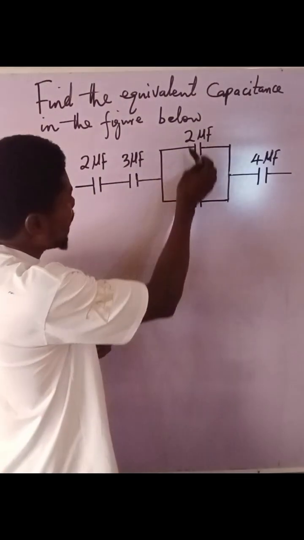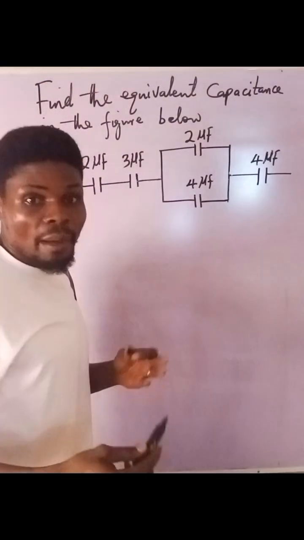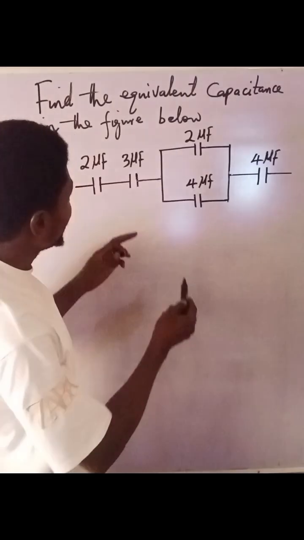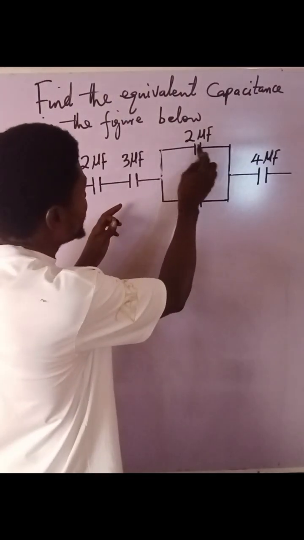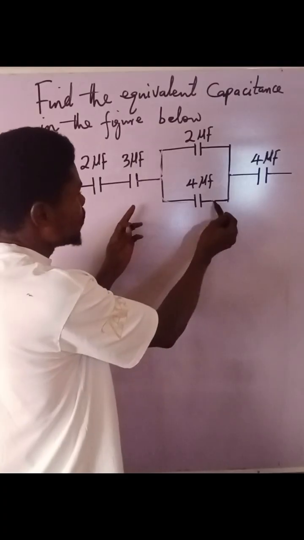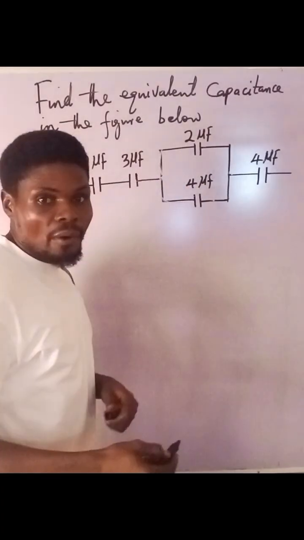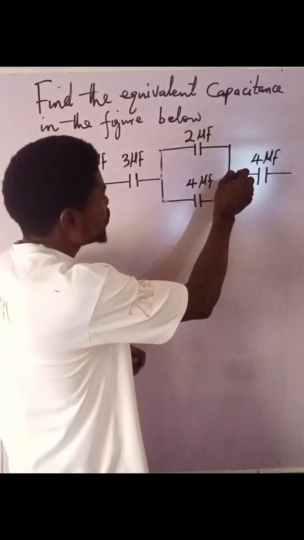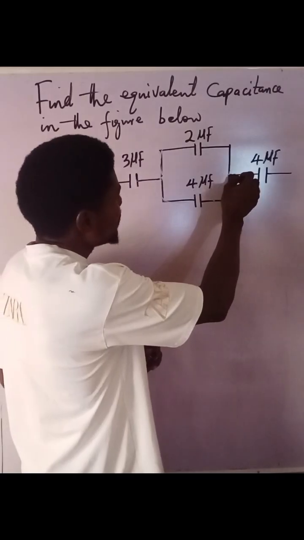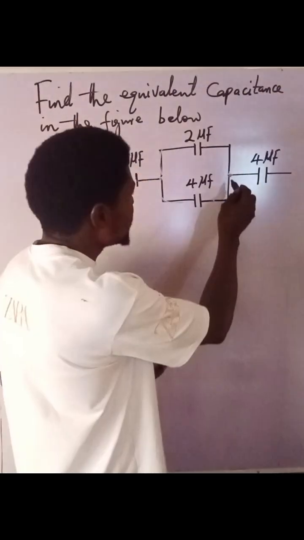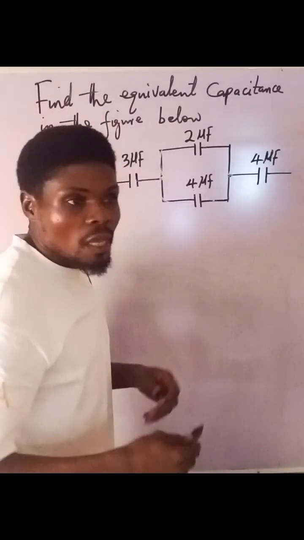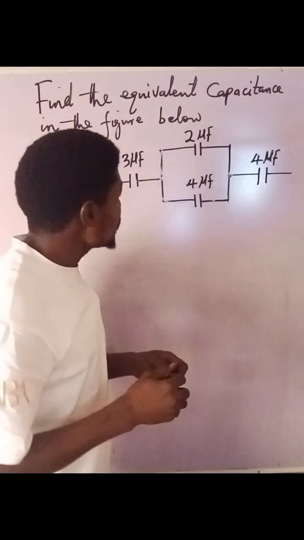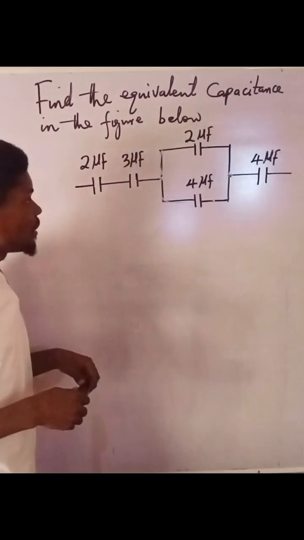Then these 2 and 4 are arranged in parallel. Parallel in the sense that there is a junction here. We have one arm at the top, the other arm below. That makes it a parallel connection. So this junction here makes the end of the parallel connection. And then this other 4 microfarad capacitor is a series connection. So we are going to solve it accordingly.